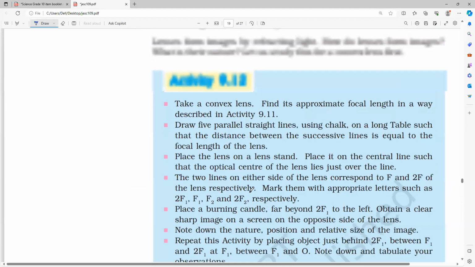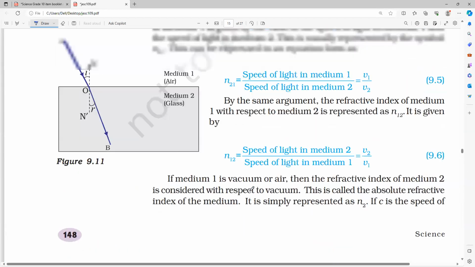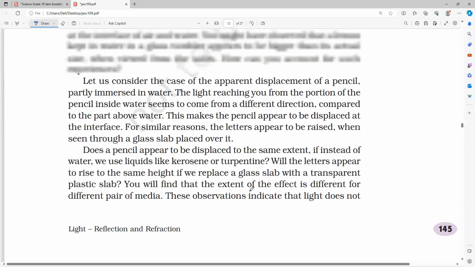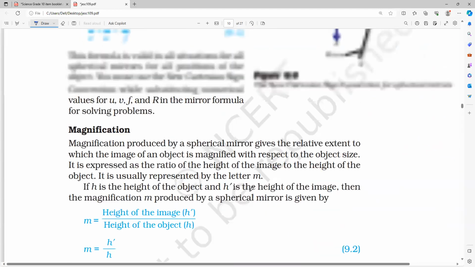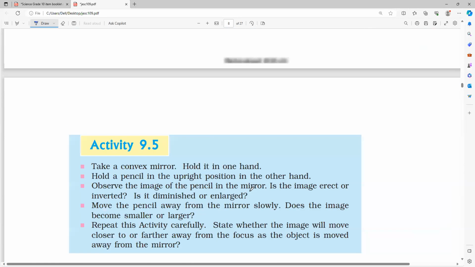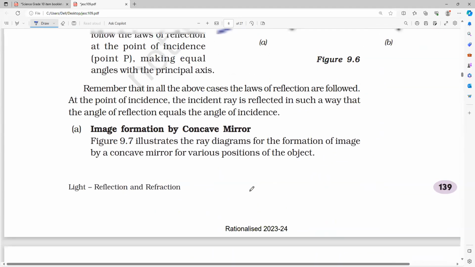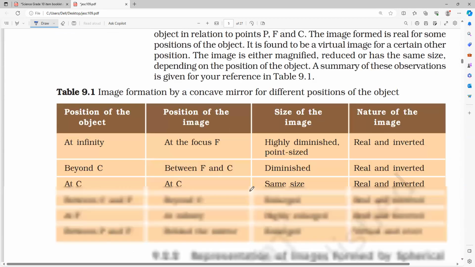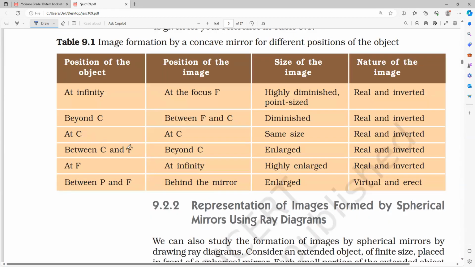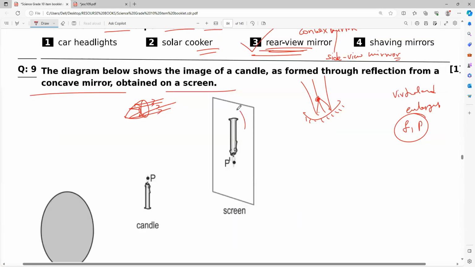Actually, it is a mirror, correct? I was talking about lenses. For mirrors, it is the same case. When the object is between C and F, the image will come beyond C. So what are the characteristics? Enlarged, real and inverted, or magnified, real and inverted. The same thing they are asking now. See here, real, inverted and magnified image.